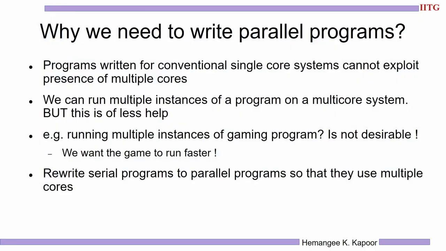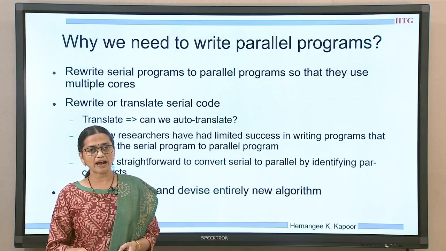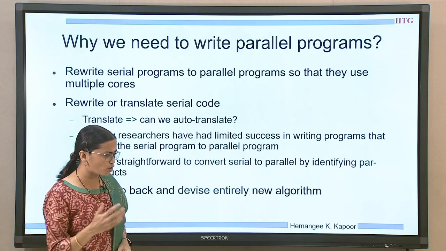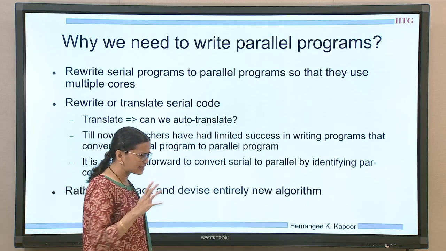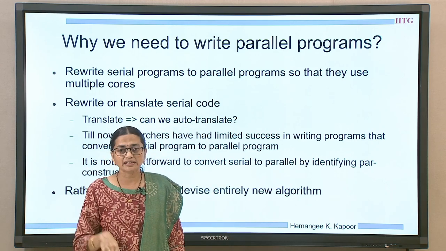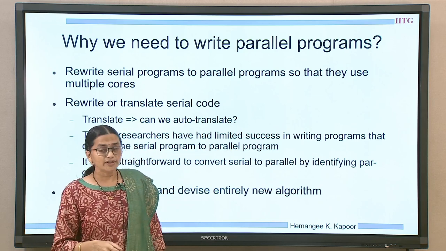So how do we do this? We rewrite single programs to go parallel so that we can exploit the multiple cores. That is, we need to rewrite the sequential program into a parallel one. Can this be automated? Yes, to a certain extent, but it is not always possible. There has been limited success in auto translation of serial code to parallel code, because it is not very straightforward to identify complex constructs in a serial program. Programs are becoming more complex and it is difficult to identify the constructs which can be chopped into small pieces to be run in parallel. So, what do we do?